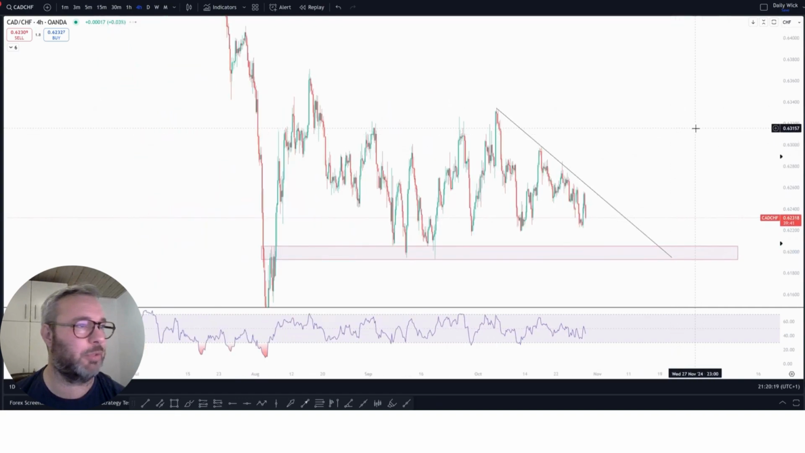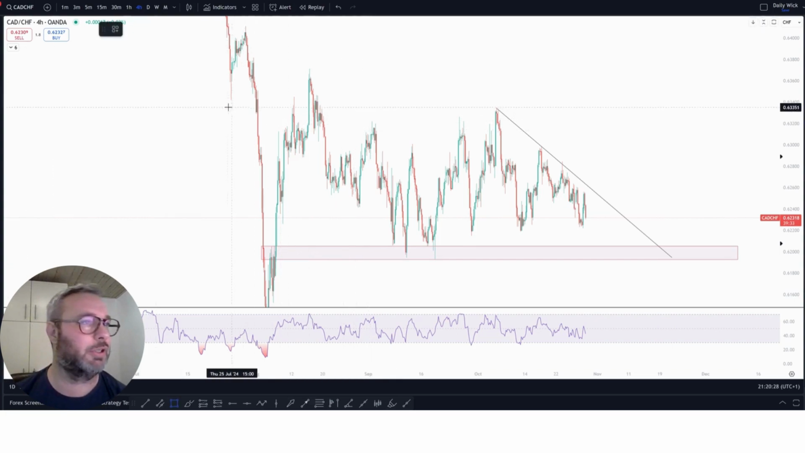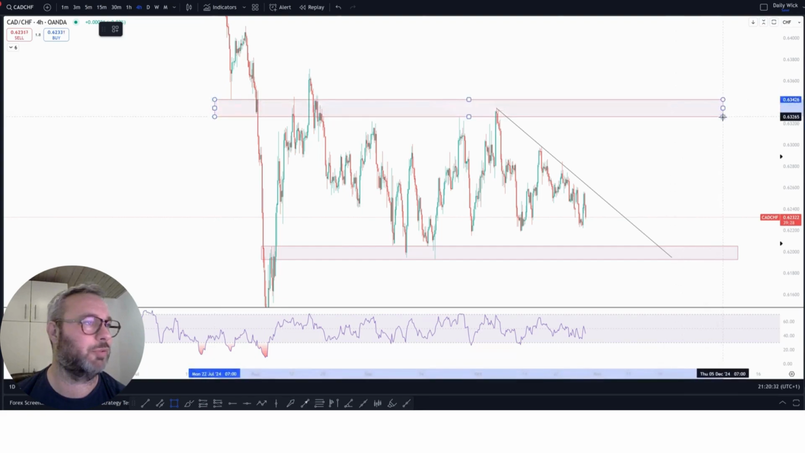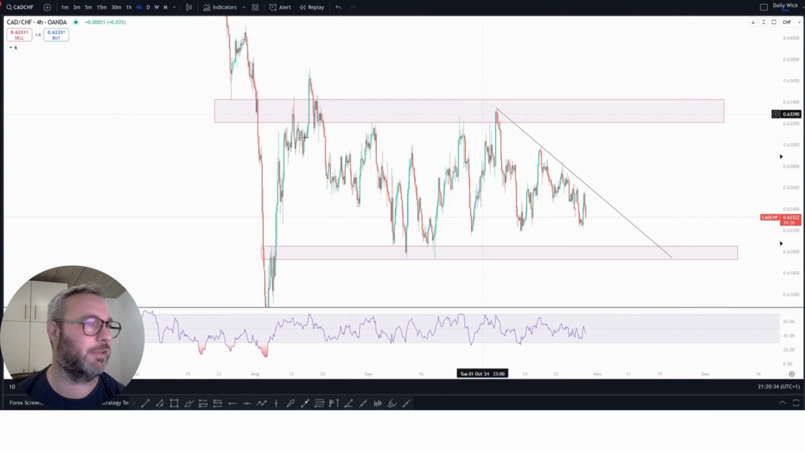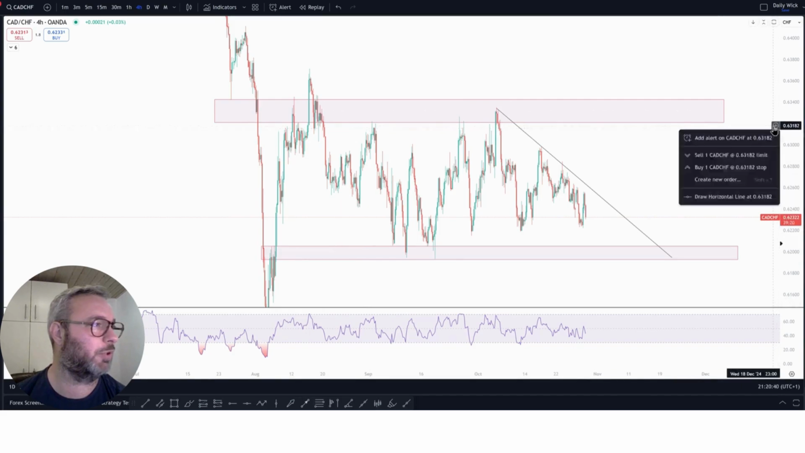So what about the upper levels? This here is one big, I don't know, messy range. It really doesn't look good. So my level will be from here to something like here. Rejection here, rejection, rejection. Remove this alert and put one here.